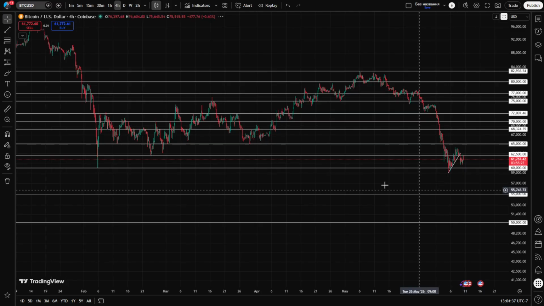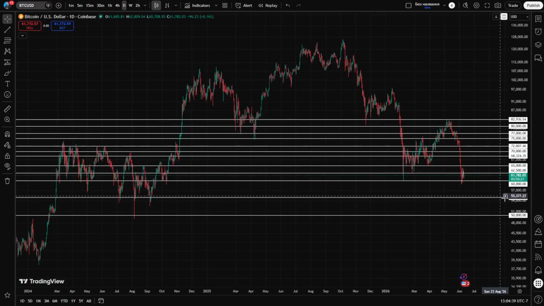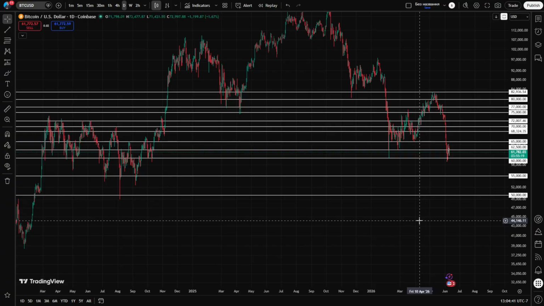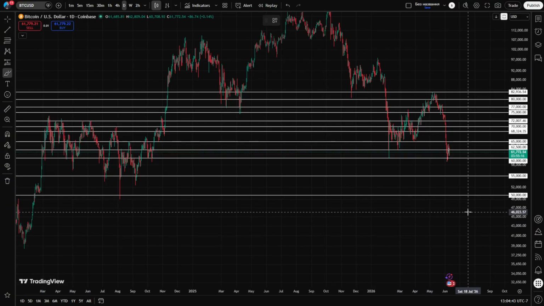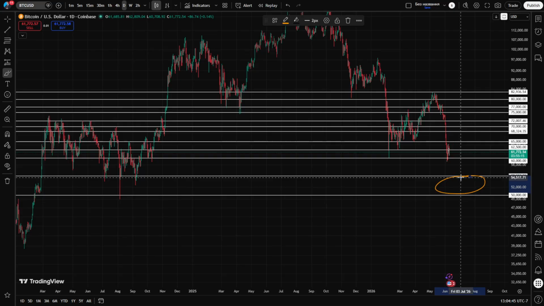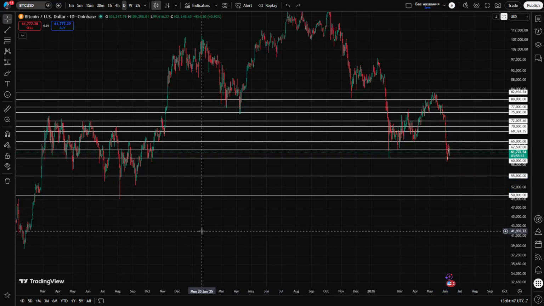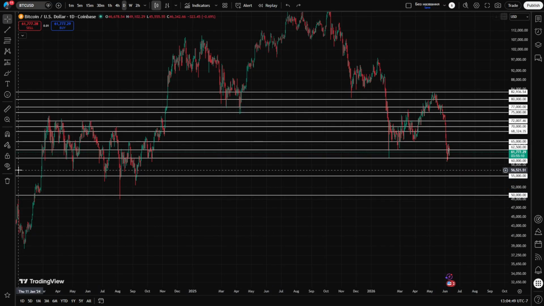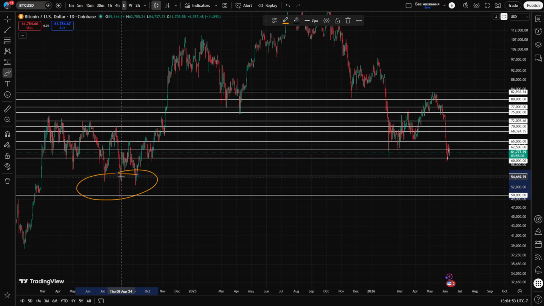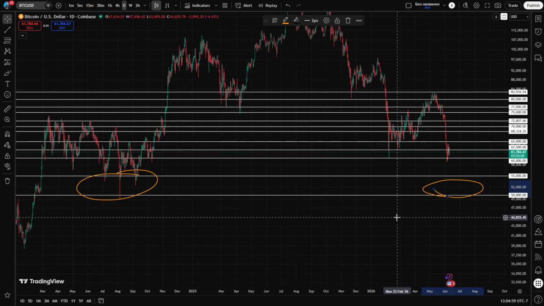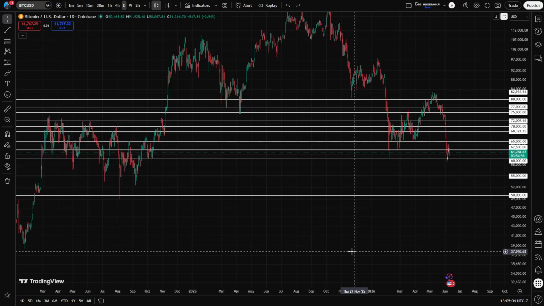The long entry point I see at the strong significant support zone, support area, support level at 55K right here, because the price previously literally reversed from the support zone, from the support level, and also at the same time it is around support level, and it is key, strong, significant support level, as I said previously.